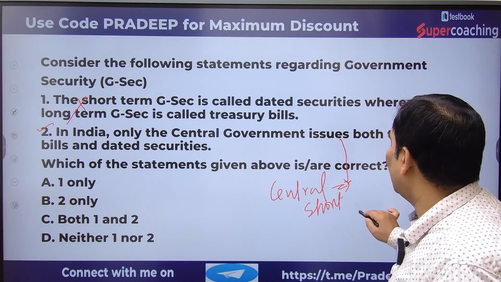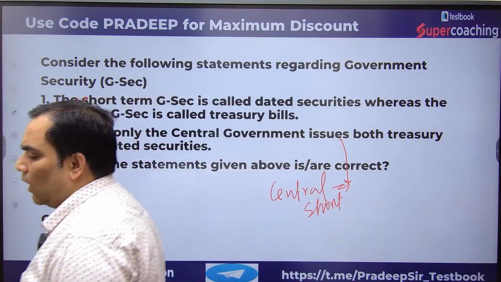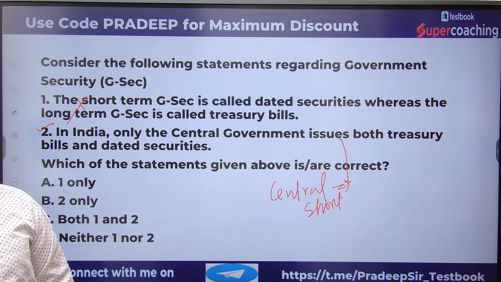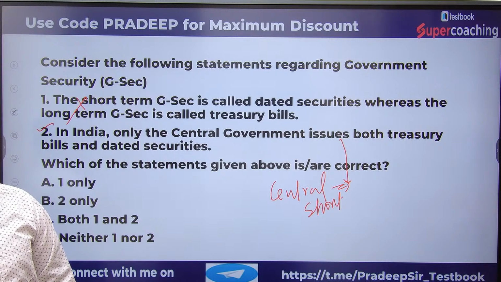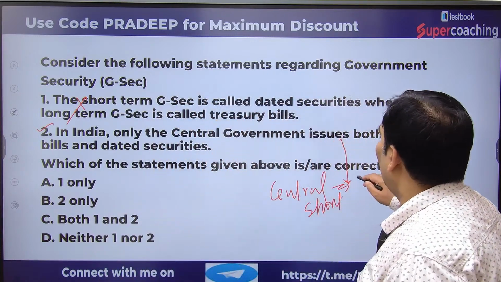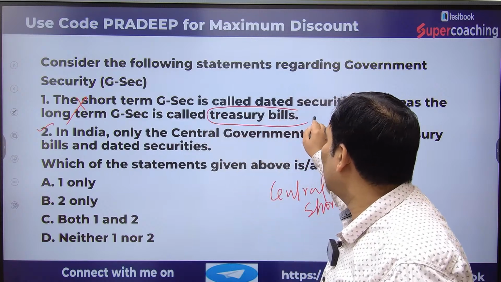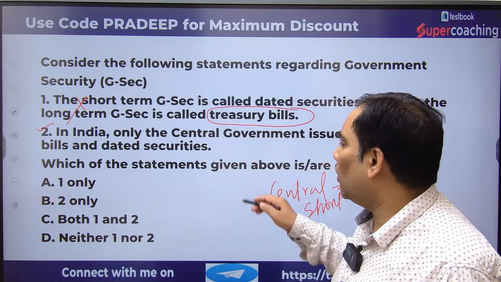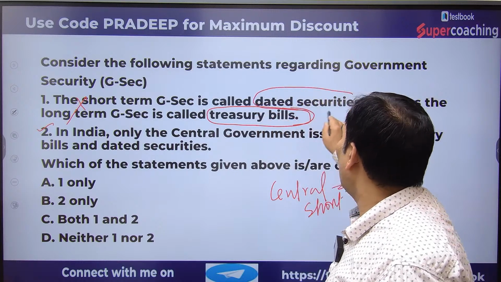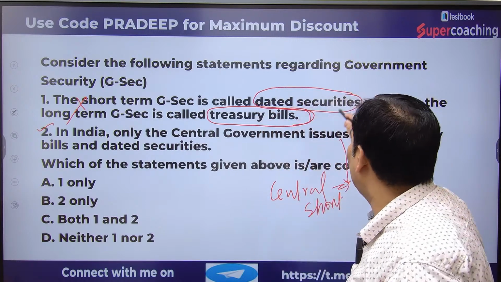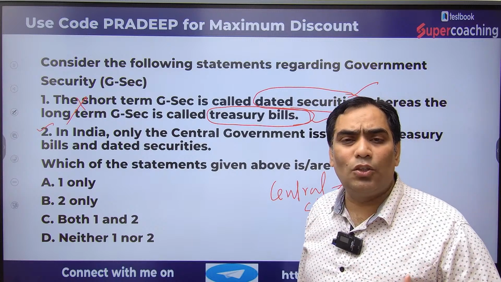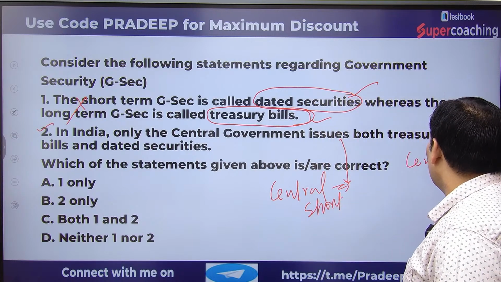Short-term security is known as treasury bills. Government security is the most secured security, and the government can issue securities for taking short-term loans or long-term loans. When the government needs loans for the short term, it issues treasury bills, whereas long-term security is known as dated security. So long-term government security is known as dated security, and short-term government security is known as treasury bills. It can be issued only by the central government, that is, the union government.